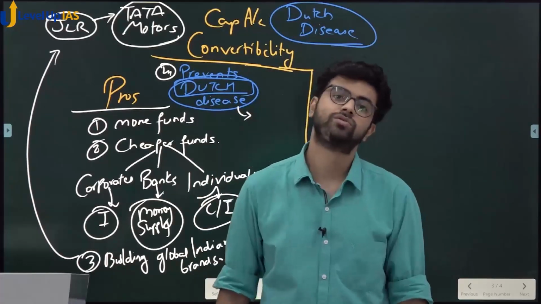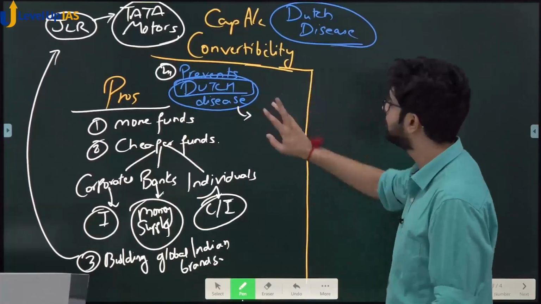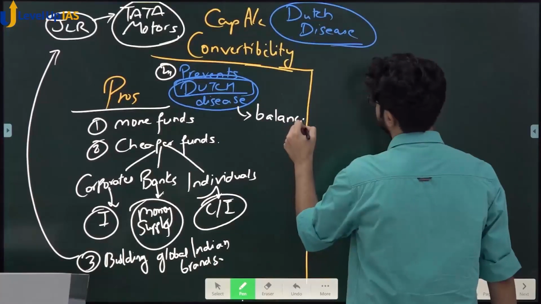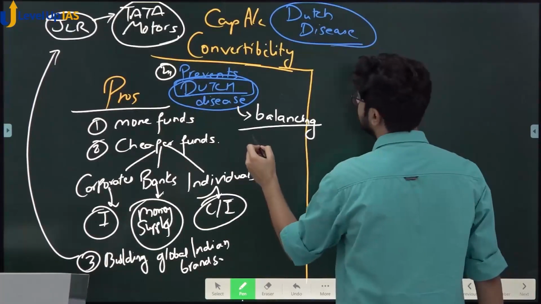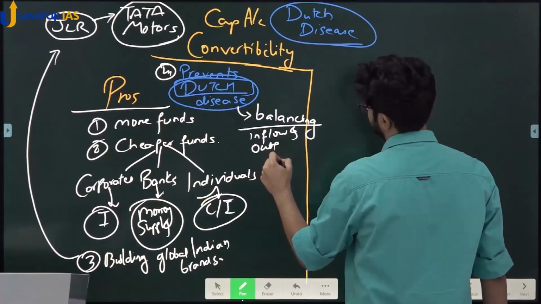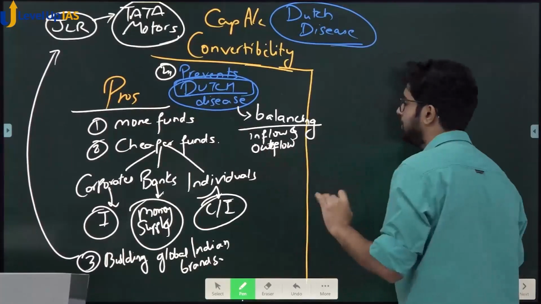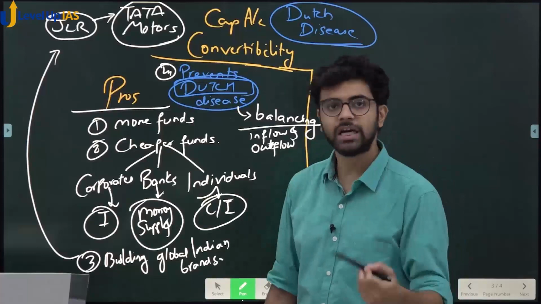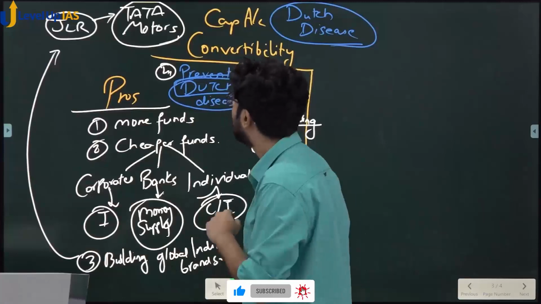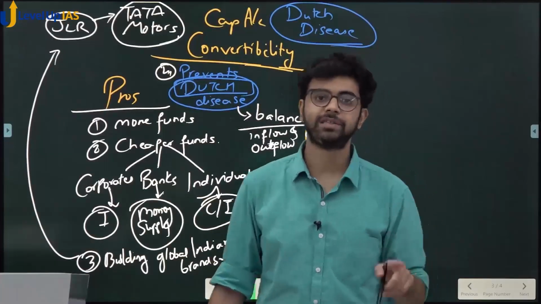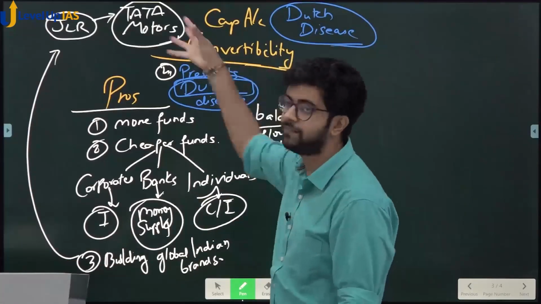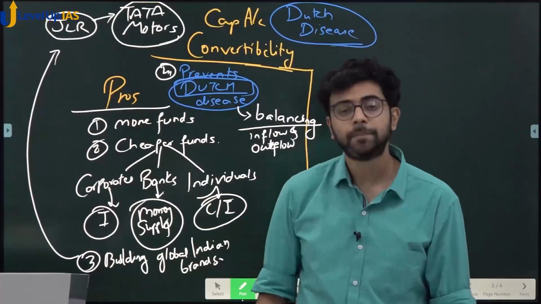Okay? So how does convertibility help prevent Dutch disease? Simple, one word: it helps in balancing. What balancing? It helps in balancing inflow and outflow. So if you have freer convertibility, money will come in, but money also has the scope to go out. Dutch industries can take over foreign industries, or if foreign investors want to take away their money, they can, which would help exporters.